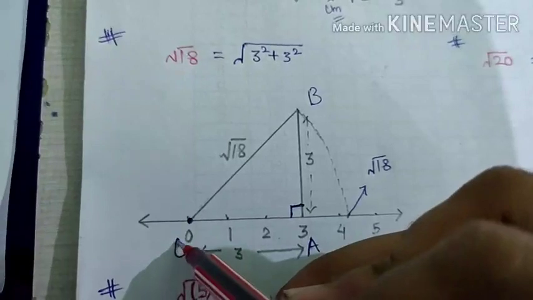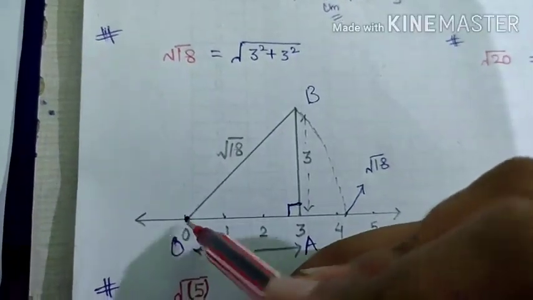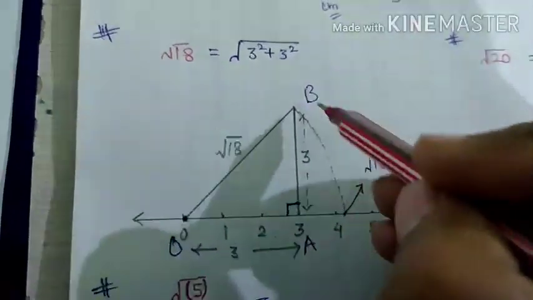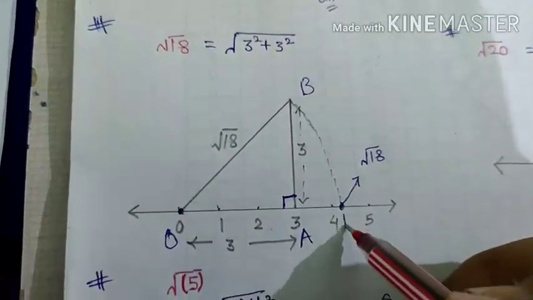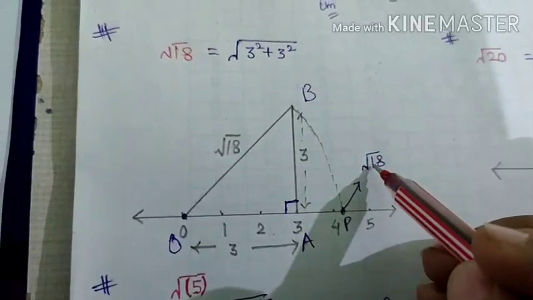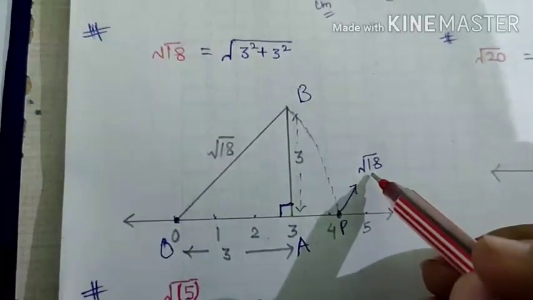From point O, just make an arc taking center O and radius OB. It will cut the number line at this point P. This is root 18.